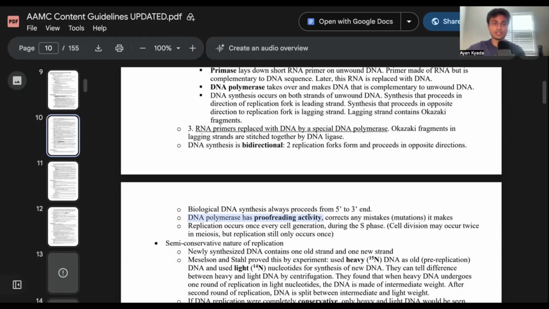And this is essential because if we mess up at the level of DNA replication, then we're also going to mess up at the level of protein production, which in some extreme cases could be fatal. So we really want to make sure that DNA replication and DNA synthesis is done right, which is why DNA polymerase has proofreading activity. And finally, replication occurs during the S phase.